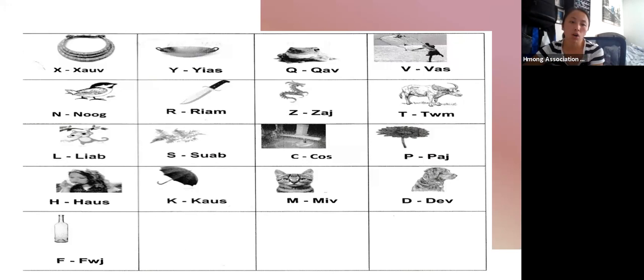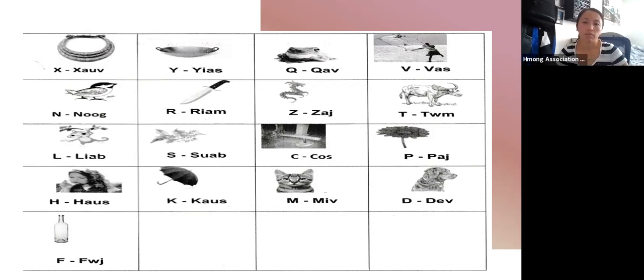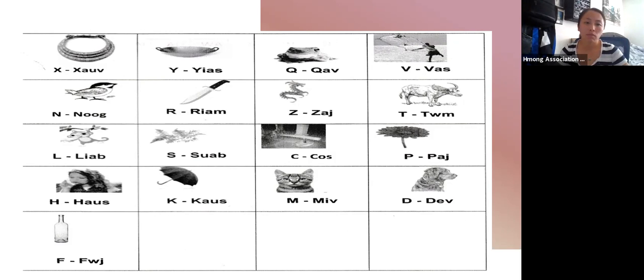M is mo. D is do, day. So day is dog in Hmong. Me is cat in Hmong. Go is umbrella in Hmong. How is drink. H is how, which is like an action word, an adjective word.